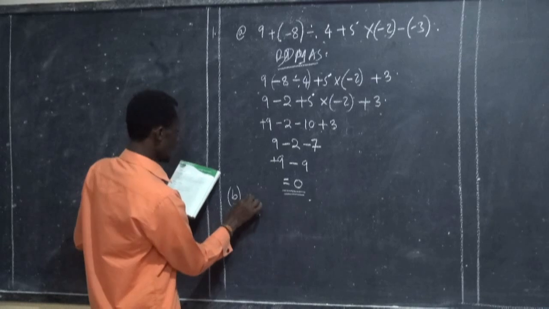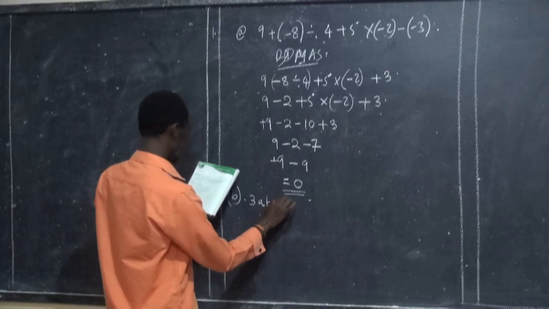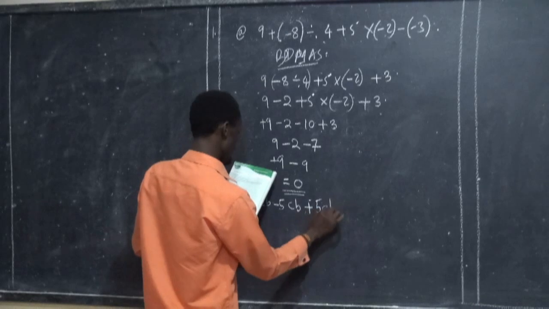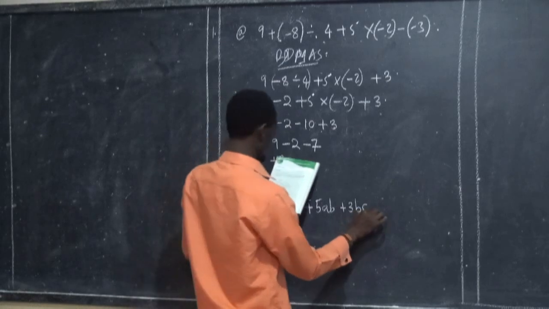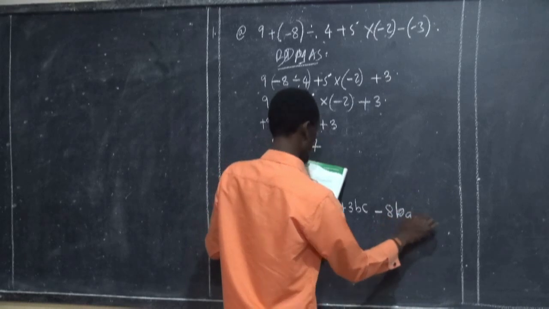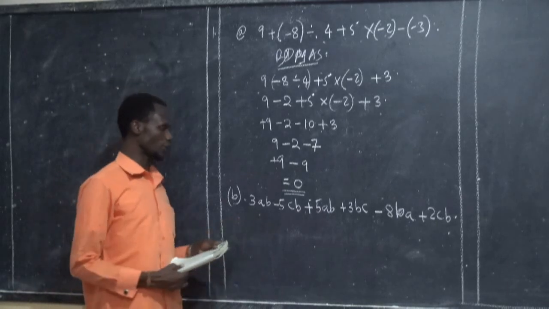Now B. You have 3AB minus 5CB, positive 5AB, positive 3BC, then minus 80BA, positive 2CB. This is what we've been given from the question.